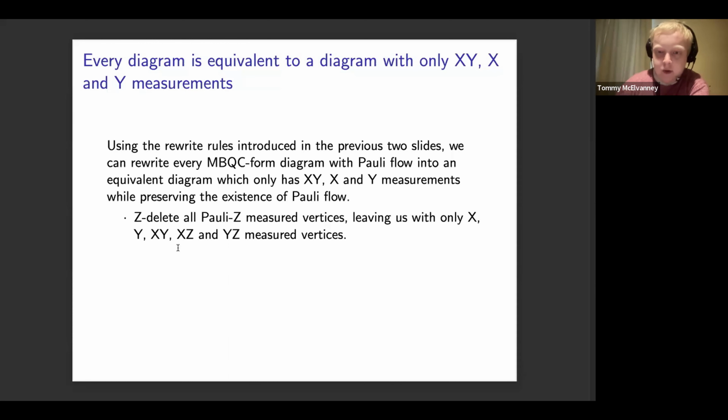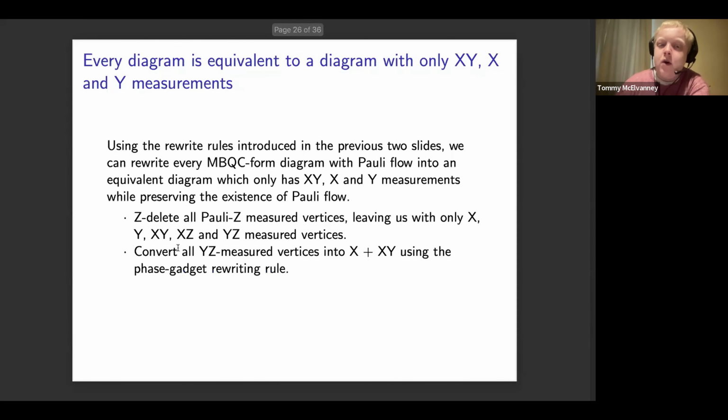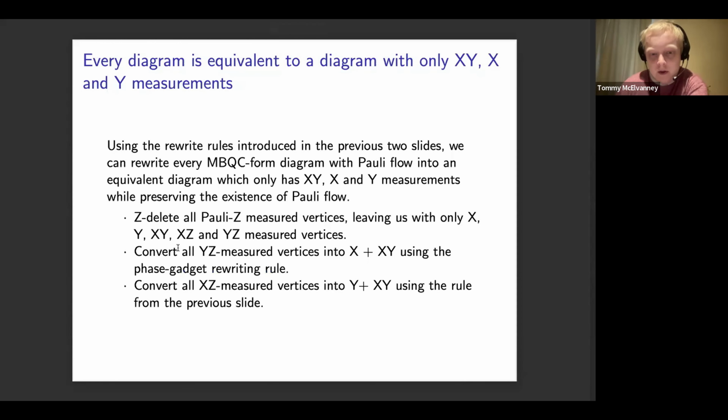So first we delete all Pauli Zs. We convert all YZ measurements into an X and an XY using the phase gadget rule. And we convert all XZ measurements into a Y and an XY using the previous rule. And we found a way to get rid of all XZ and YZ measurements.